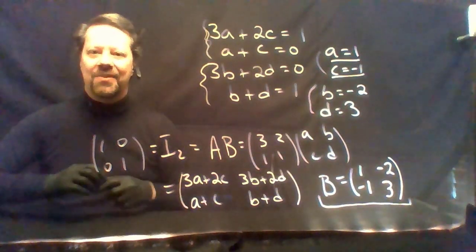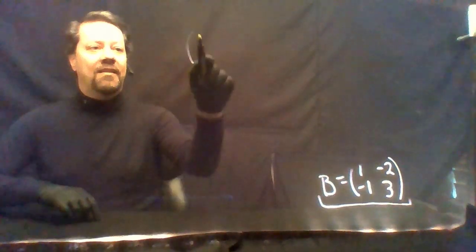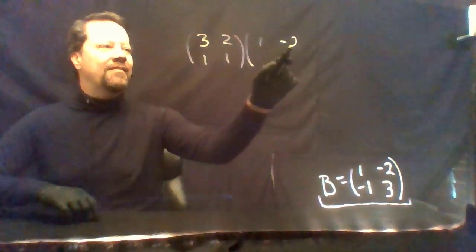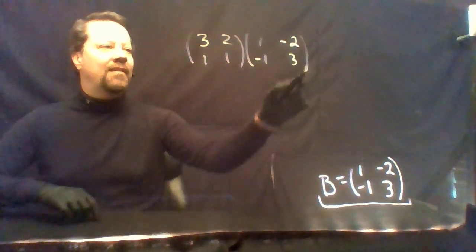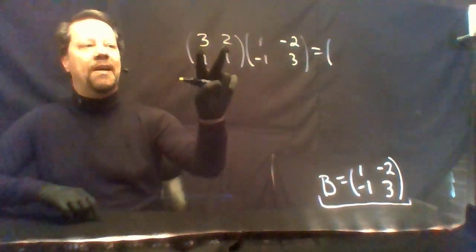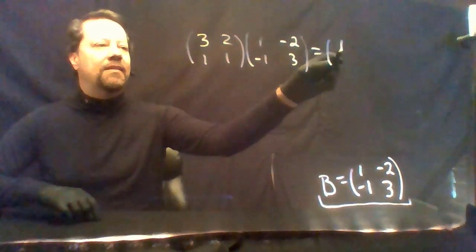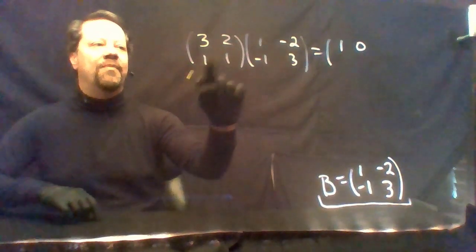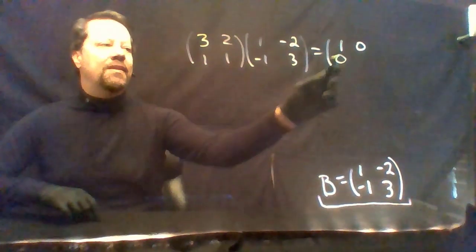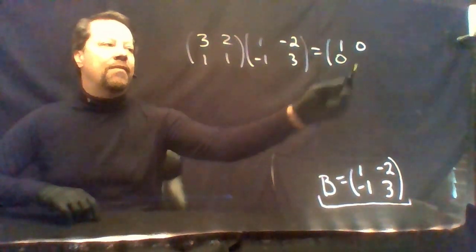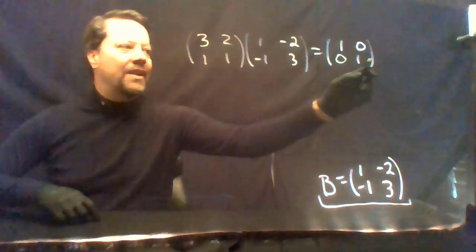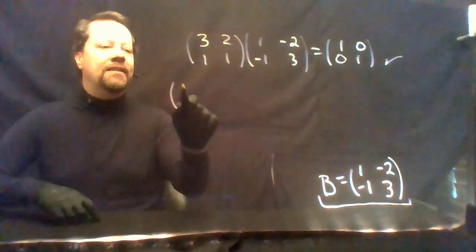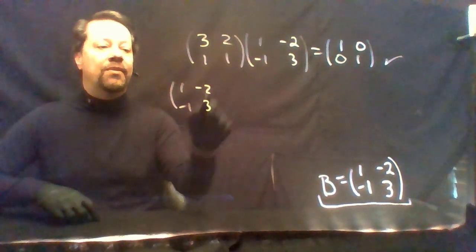Let's check this result. This had better be a right inverse. When we multiply, we'll have 3 minus 2 is 1. Negative 6 and positive 6 is 0. 1 minus 1 is 0. Negative 2 and 3 is 1. And so it checks as a right inverse. What you might not expect is that it is also a left inverse.